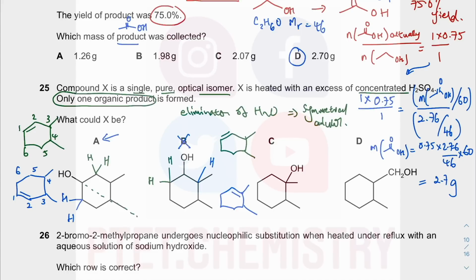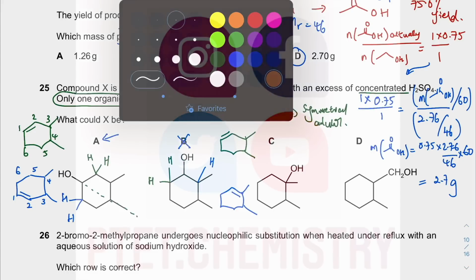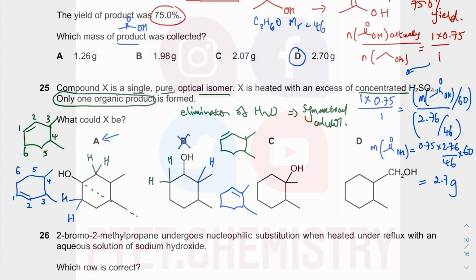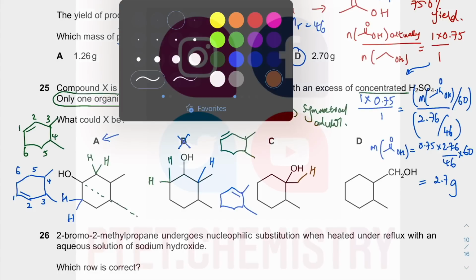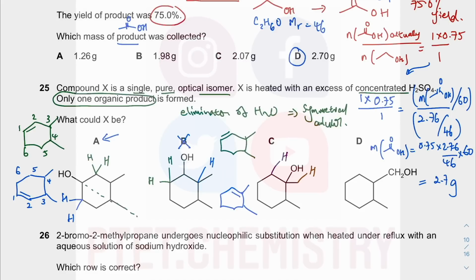Okay, so if I start with the next one, I have a H there, and I also could have a H there. So what I could get is that and that and that, and then the one in brown would give me that and that. So there are two different products again, so that is incorrect.